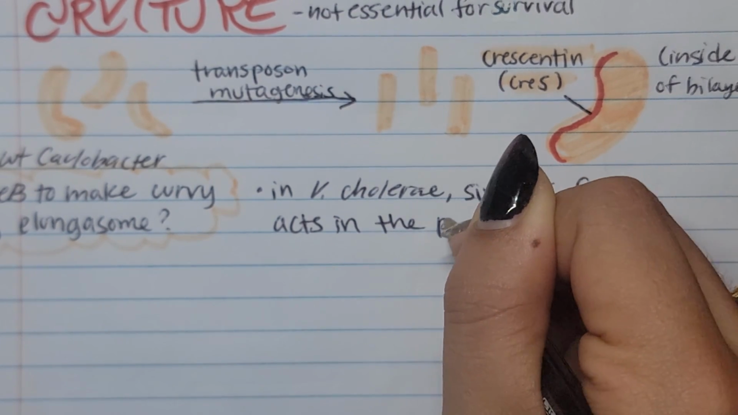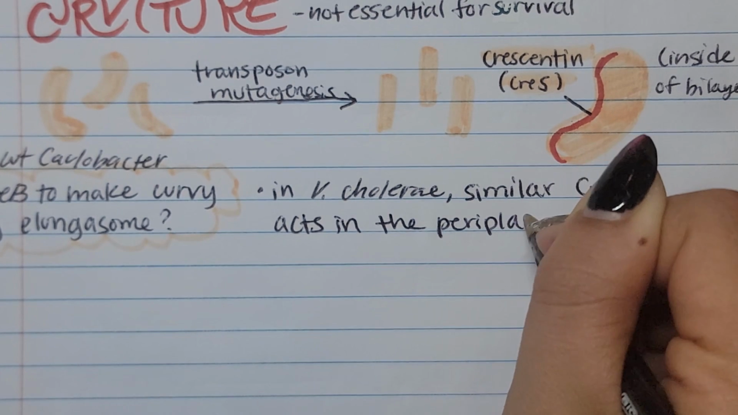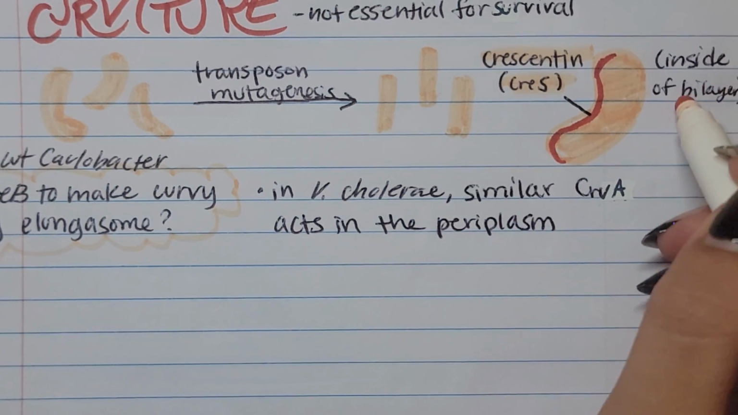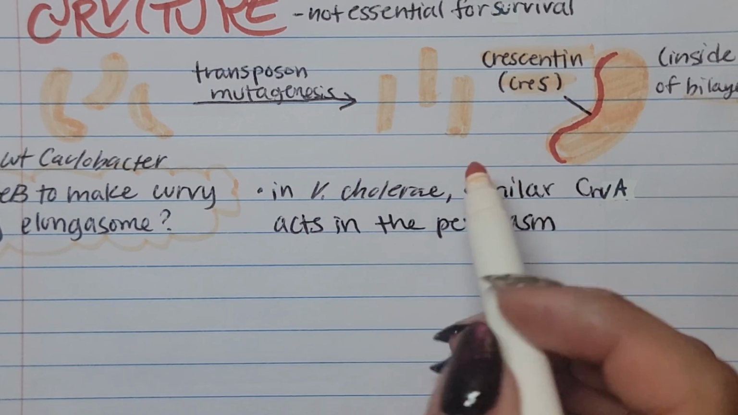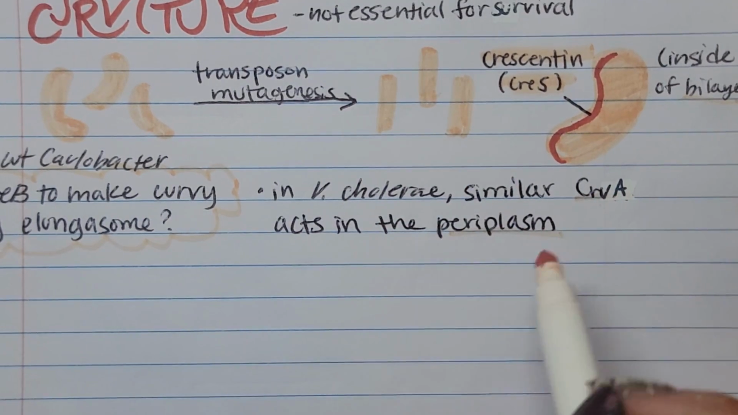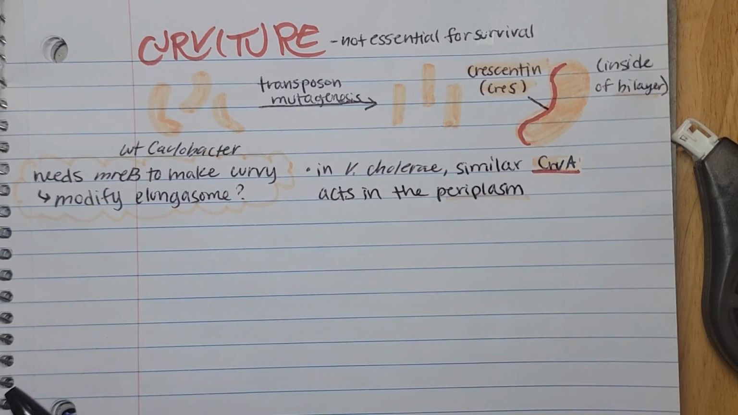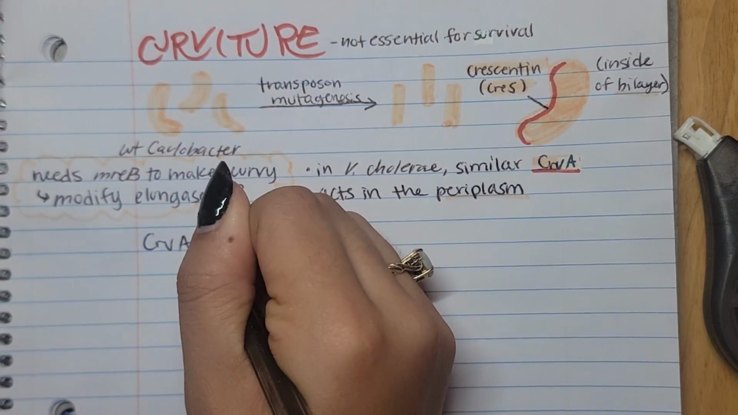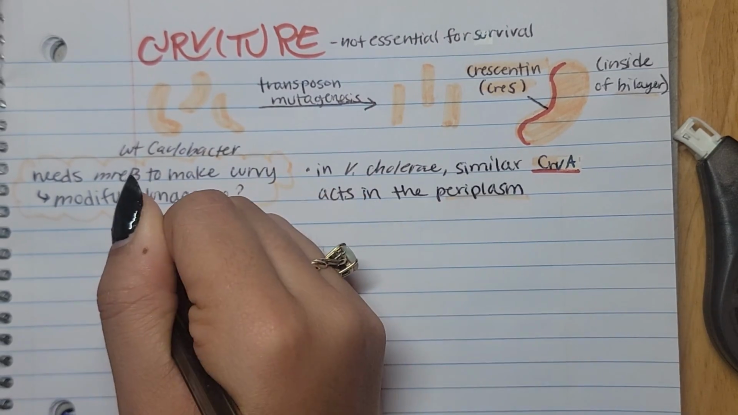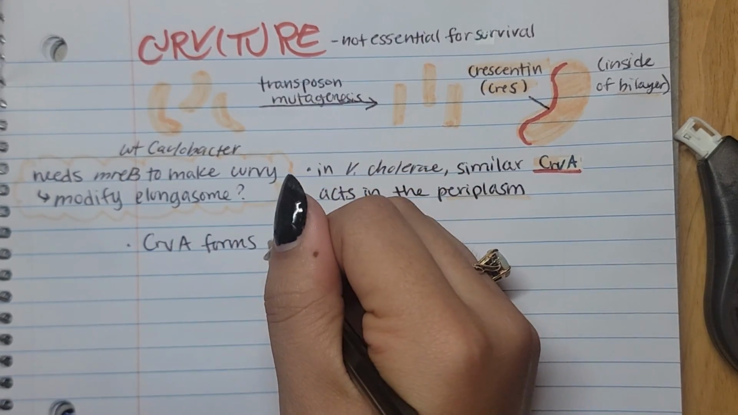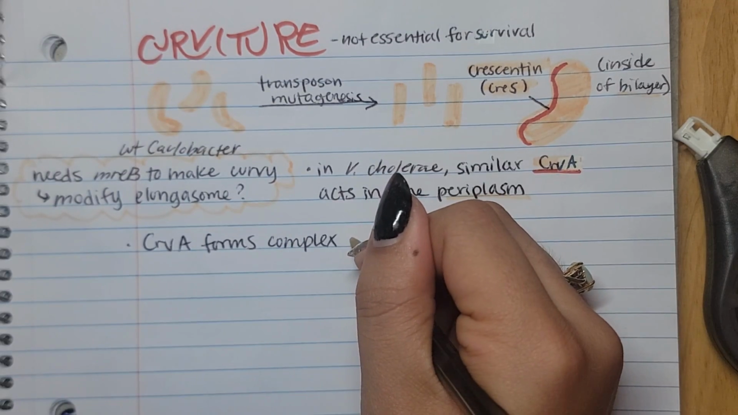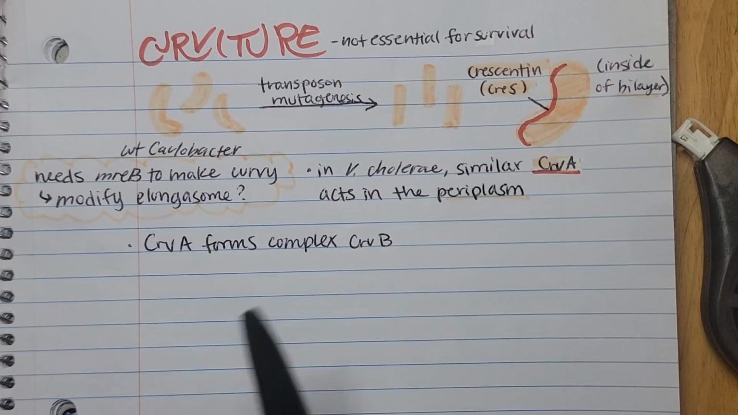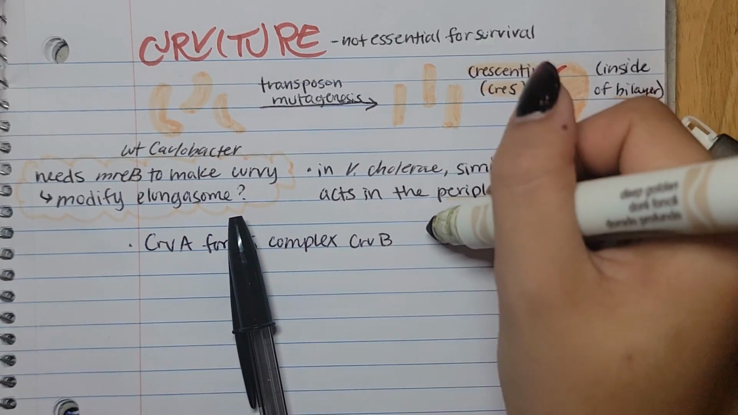So this one is in the cell wall. Is closer to the cell wall. So that's interesting. So crescentin is in the bilayer, but CRVA is in the periplasm. Okay, so CRVA forms a complex with another molecule called CRVB. Crazy. And together they can actually make straight cells curved.